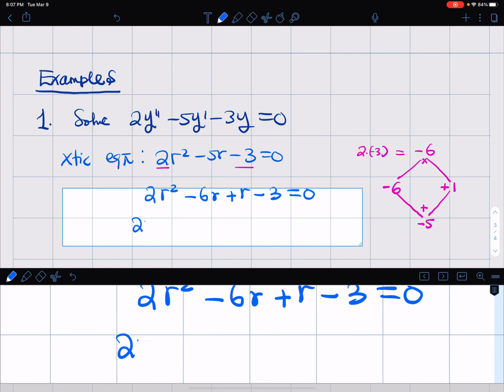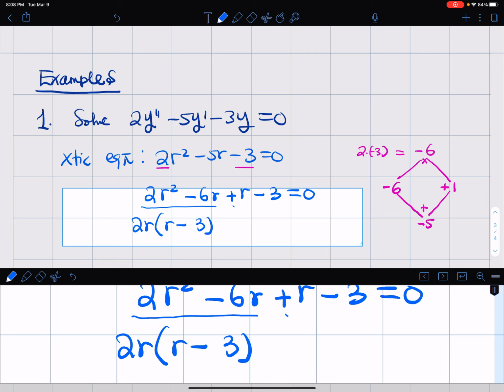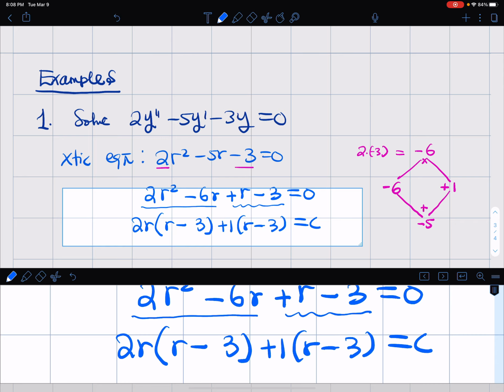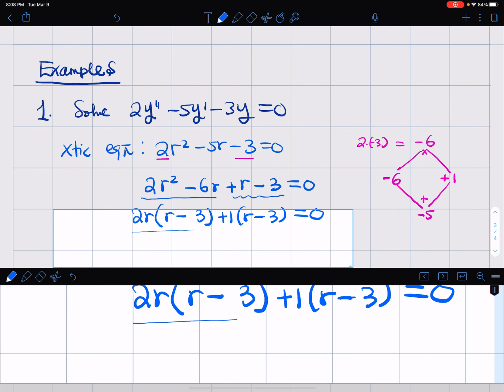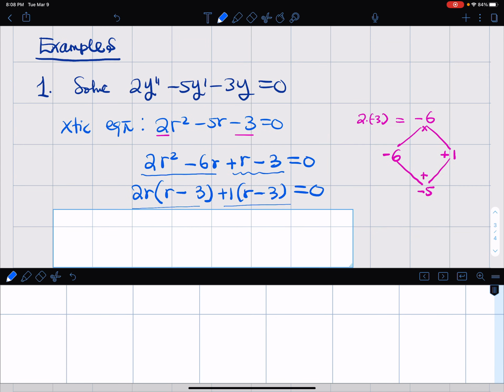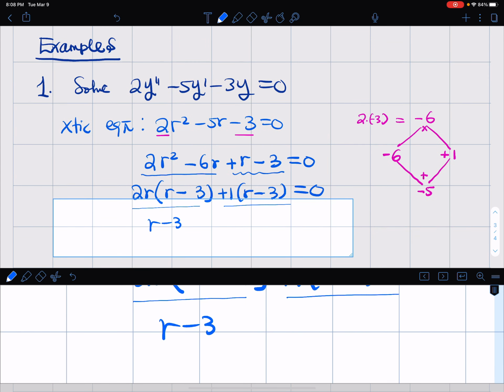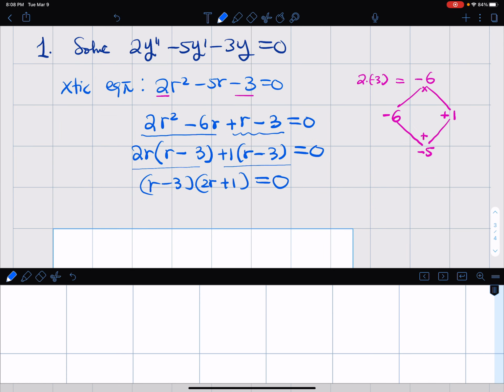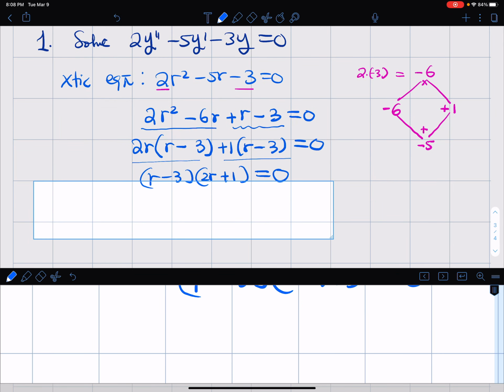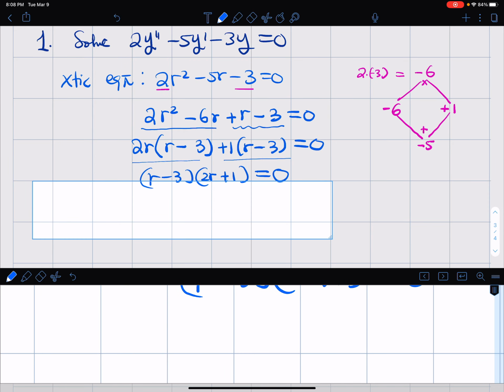Go ahead, factor out the 2r from this part. Factor out the 2r, you're left with r minus 3. And then from here, you factor out a 1 because you want to get r minus 3 also there. Now you have two terms, and in each of them r minus 3 is common, and 2r plus 1 is common. So this is pretty slow, but I'm sure by now some of you already just looked at it and were able to factor it without thinking.